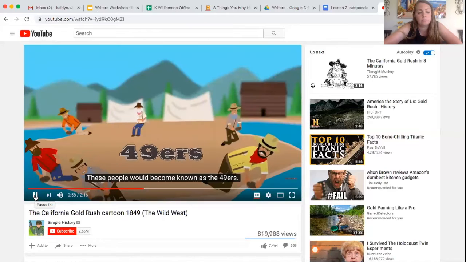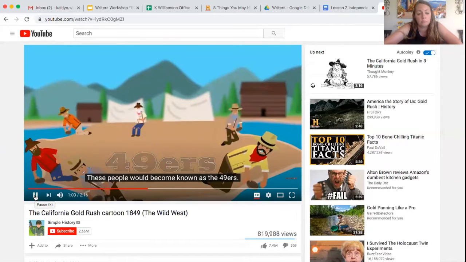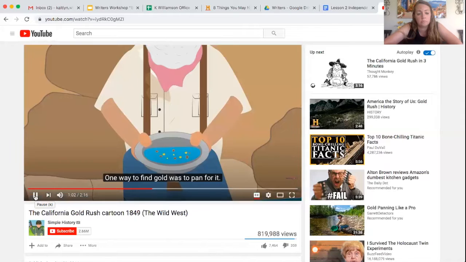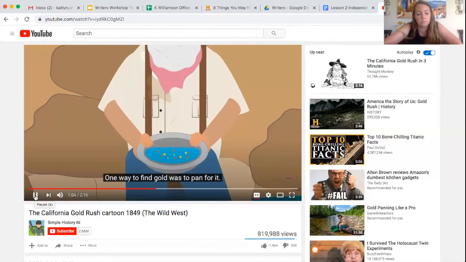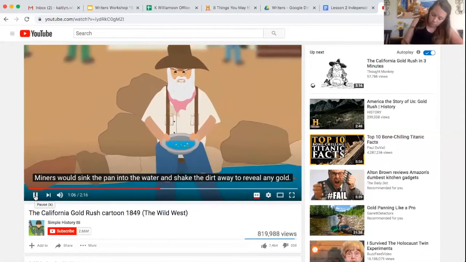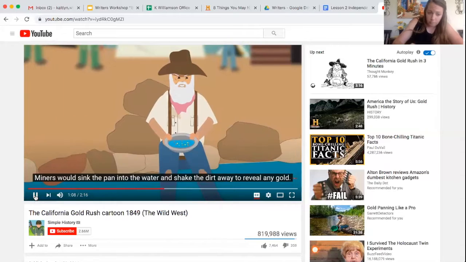These people would become known as the 49ers. One way to find gold was to pan for it. Miners would sink the pan into the water and shake the dirt away to reveal any gold.